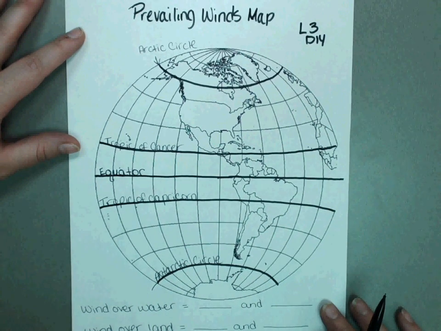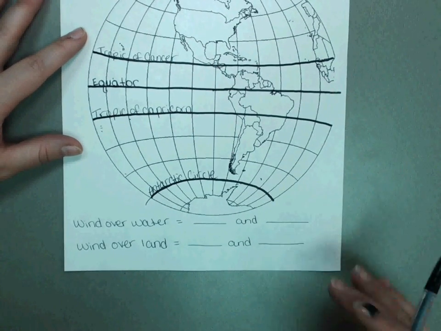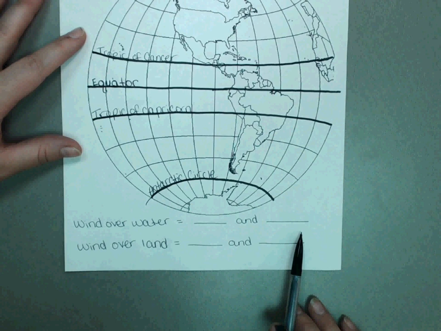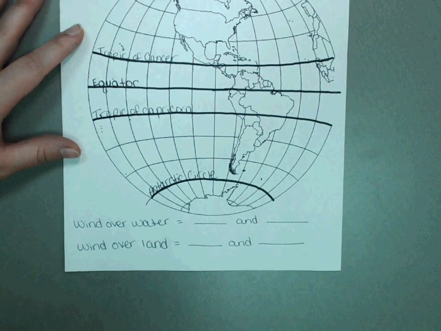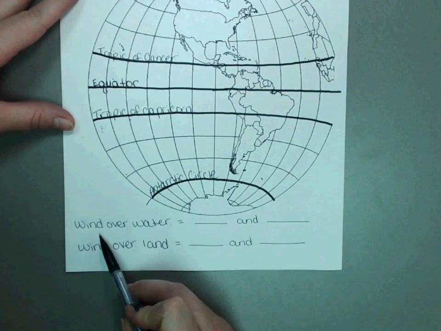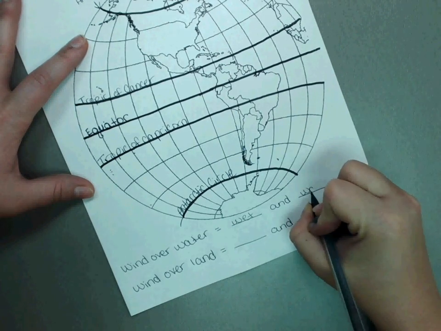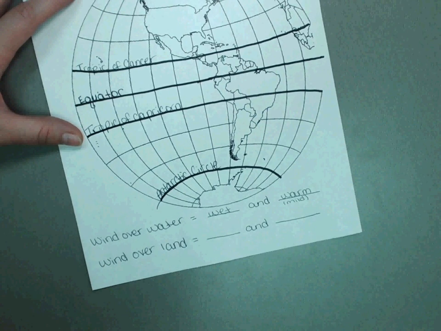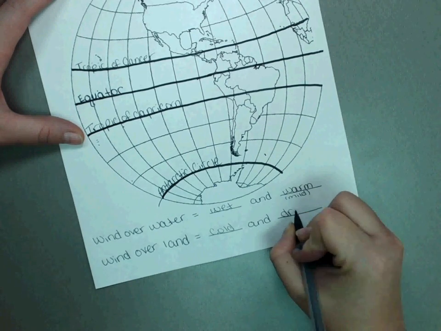So the key to understanding prevailing winds is, first let's fill in this statement down here. Wind over water is blank and blank. And then wind over land, blank and blank. If you haven't caught this yet from previous resources and DIYs, I'm now going to give you this information. Wind over water, or even coming off of the water, is wet and warm. In some cases, we may even say mild. Wind over land is cold and dry.